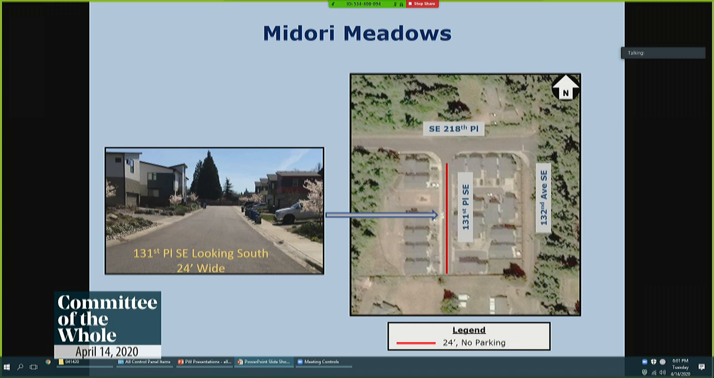That is correct. This was permitted under King County, and then when we annexed Panther Lake, we assumed all of the permits that they approved. Okay, and so you said that our requirements are 28 feet wide. Correct. We require 28 feet wide for parking on one side of the street. On one side. Okay. Thank you. I appreciate that.